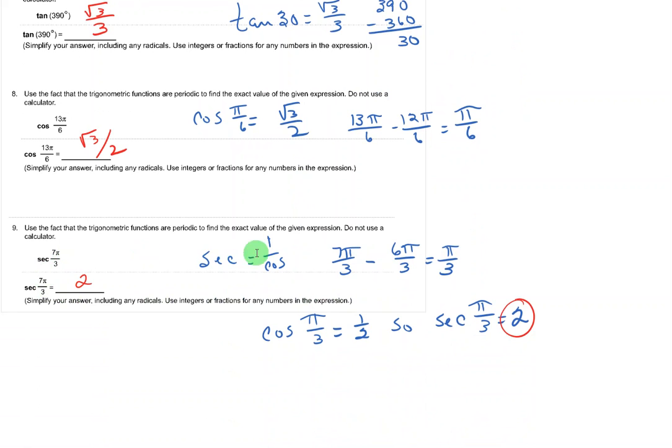Use the fact that these do not use a calculator. Okay, so we're doing the same thing. Secant of 7 pi over 3. So I'm taking away 2 pi. So that is 6 pi over 3. Have to do a little conversion for your fractions here. So that leaves me pi over 3. And the secant is 1 over cosine. So you would look at what cosine of pi over 3 is. That's 1/2. And then the secant would be a flip of that, so you get 2.